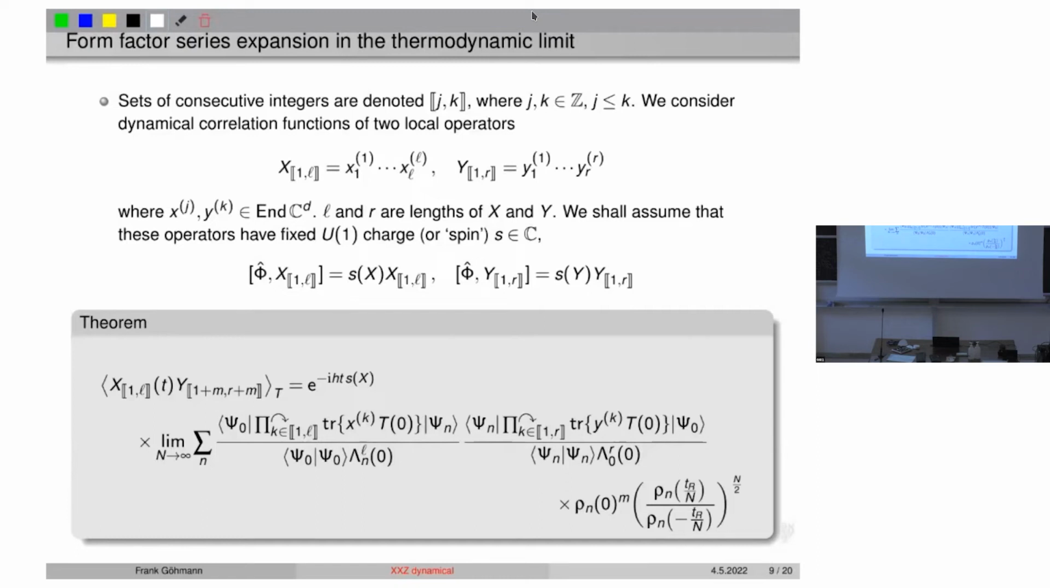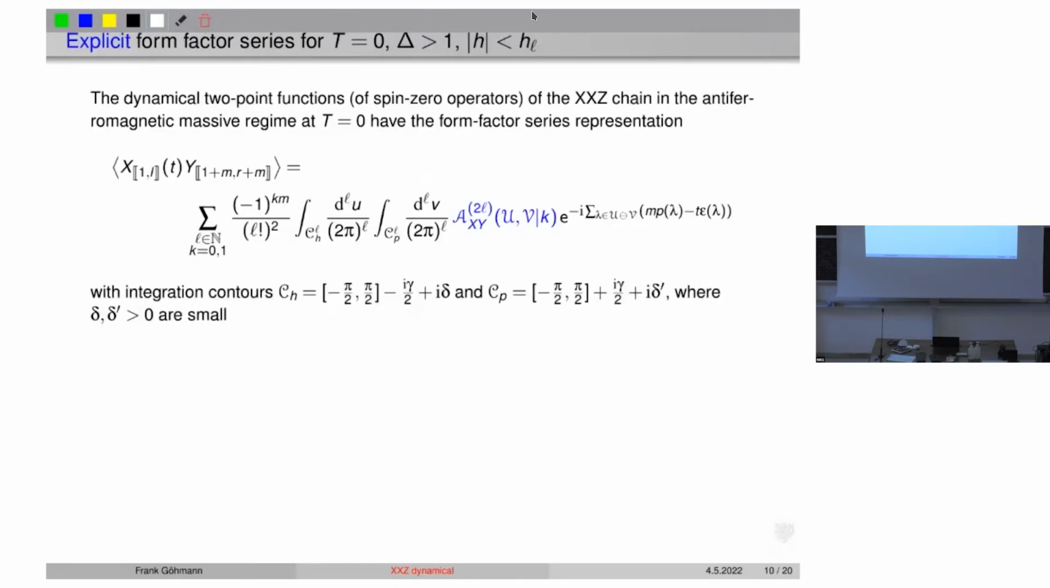It takes some time because the formula also needs some contemplation. So first of all, what we get here are the dynamical two-point functions of spin 0 operators. Remember, I explained what the spin is. It's the change of spin a local operator does. So dynamical two-point functions of spin 0 operators for the XXZ chain in the antiferromagnetic massive regime at temperature 0 have the following form factor series representation.